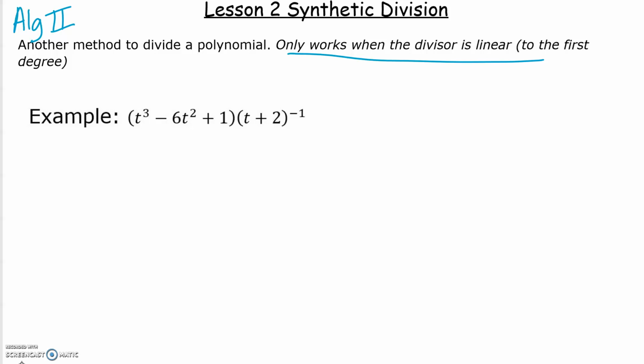Okay, so this is how we would set up synthetic division. What we're truly trying to find is if a solution is going to work in the equation, then we can factor or divide it out. Whenever you see a negative exponent, let's first set it up into something we already know. This is going to end up being t to the third minus 6t squared plus 1, all divided by t plus 2 in the denominator.